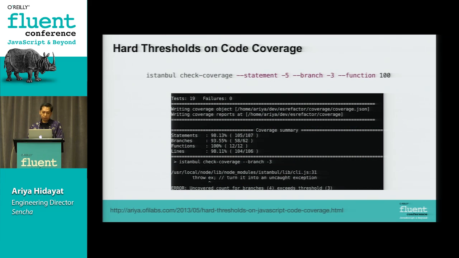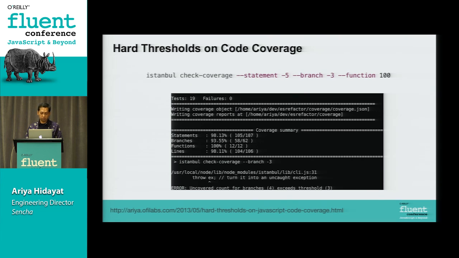You can also place hard thresholds on code coverage. For example, if you run Istanbul this way, it basically says that there should be at most 5 uncovered statements because it's -5, and 3 uncovered branches, and all the functions need to be covered. So if your test doesn't touch one of the branches, there will be a complaint like in the screenshots. Uncovered count for branches 4 exceeds threshold 3.